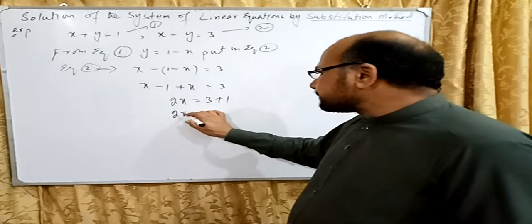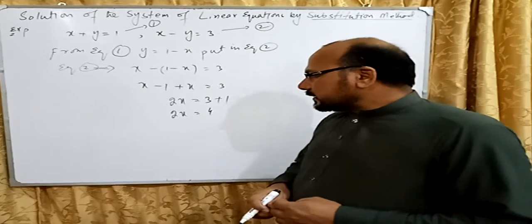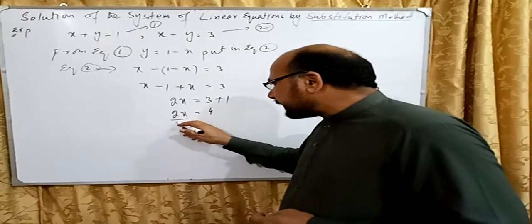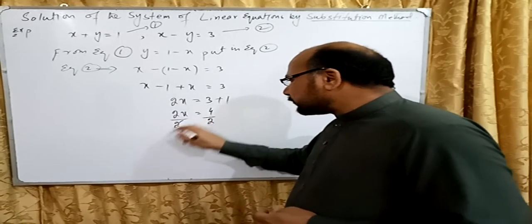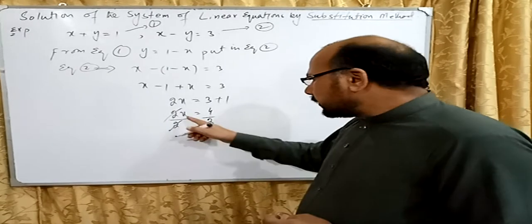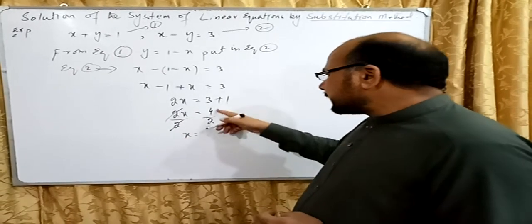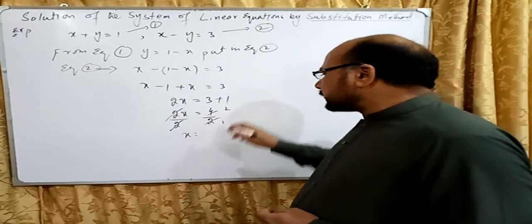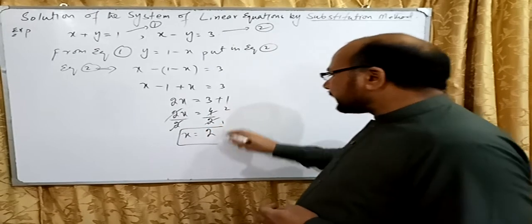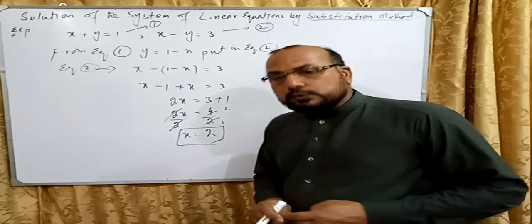Now 2x equal to 4. Now you can easily get the value of x by dividing both sides by 2. If you divide both sides by 2, x will remain unchanged. And here 2 ones are 2, 2 twos are 4. So the value of x will become 2 by 1, or only 2.